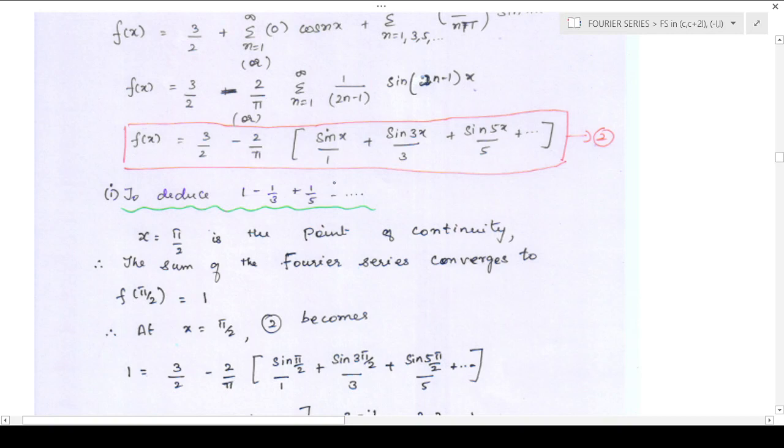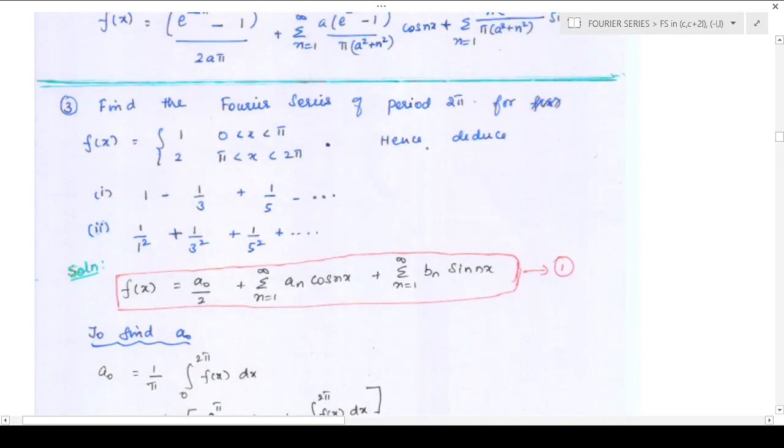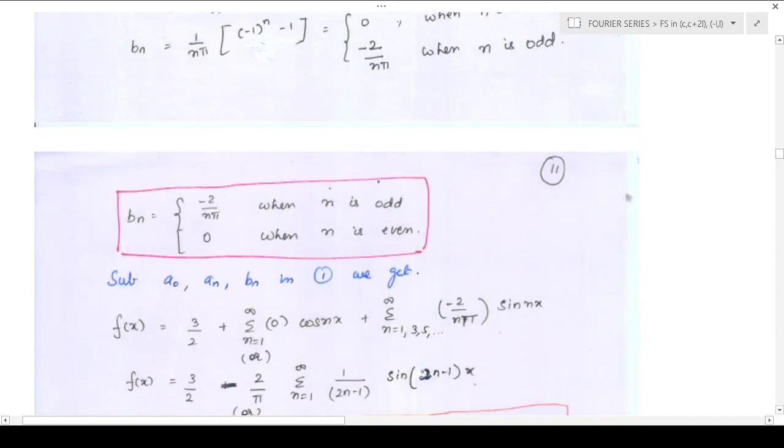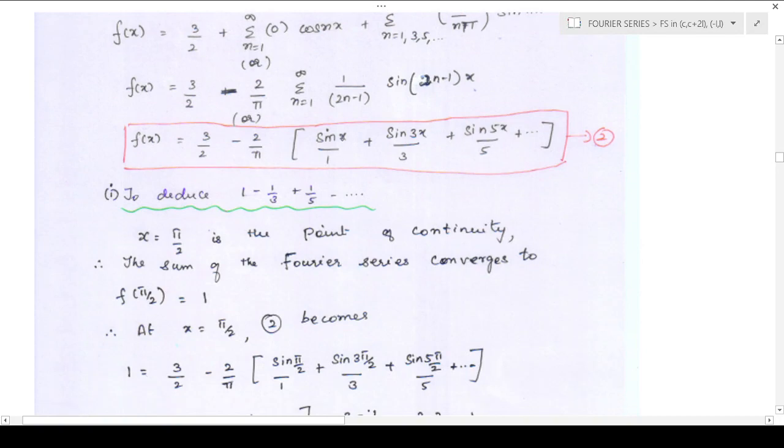It will converge either at the endpoints maximum, either at the endpoints or in the midpoint, right? So we are taking, it is from 0 to pi, pi to 2 pi. So what we are doing is, we are going to take pi by 2. Why? Because sin pi by 2 is 1, sin 3 pi by 2 is minus 1, sin 5 pi by 2 is 1. Likewise it goes on. So we are going to choose x equal to pi by 2. It is a point of continuity, right? So the sum of the Fourier series converges to f of x, that is f of pi by 2 directly.